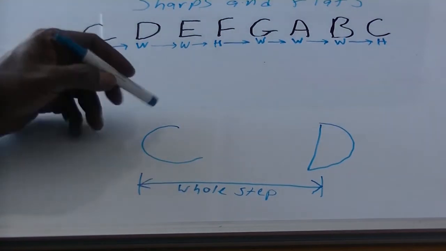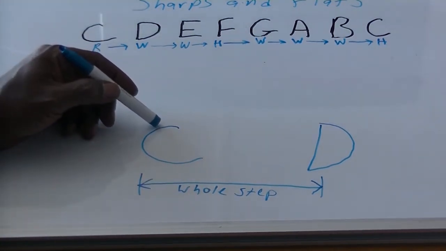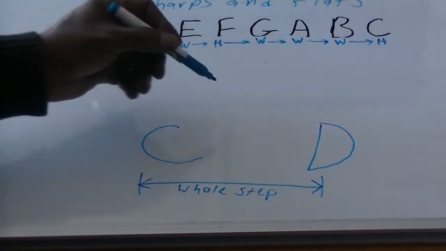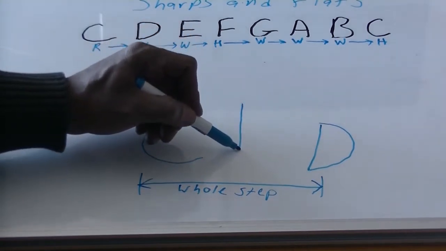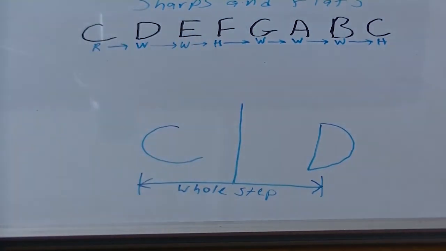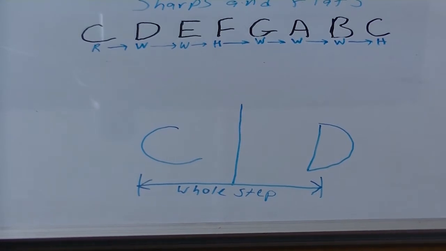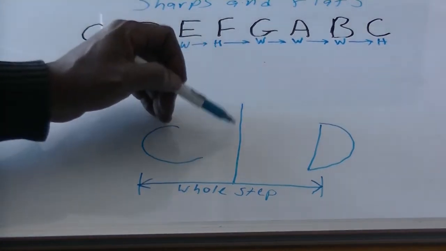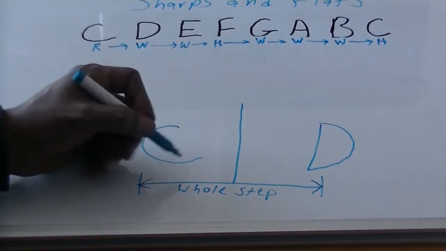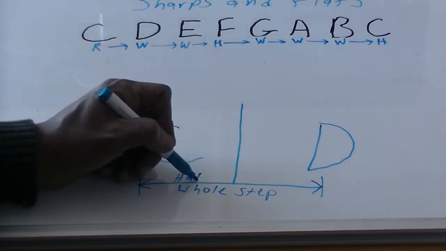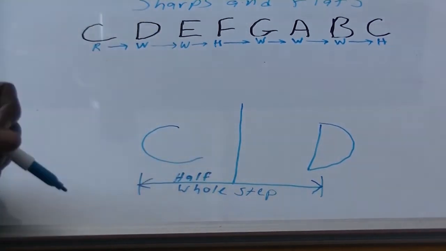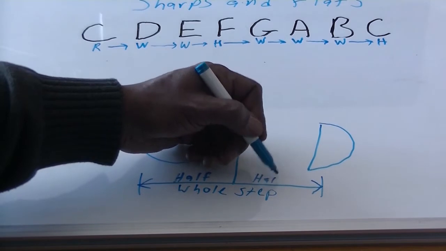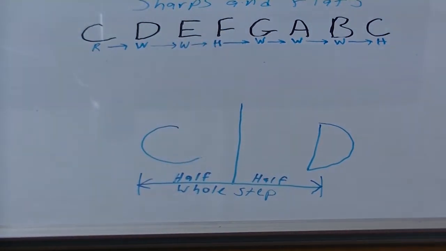So we have the C, which is at the first fret of the B string. We have the D, which is at the third fret. And we know there's a whole step between them. Well, what we're interested in is the note that lies exactly in the middle between those two notes. And also, it's important to understand that this note here in the middle is a half step higher than the C note. And it's also a half step lower than the D note.